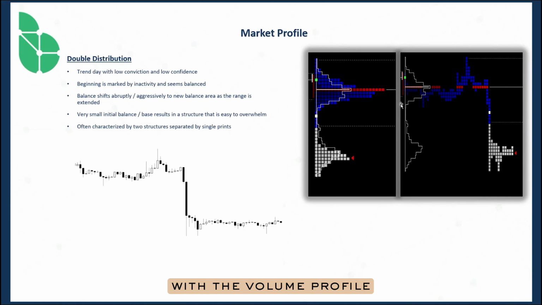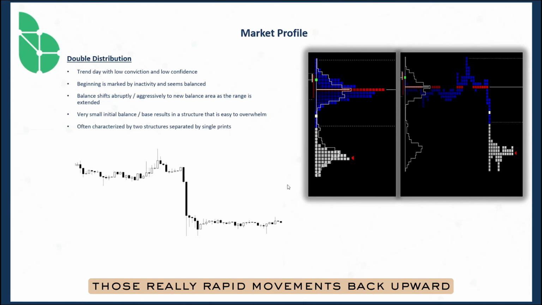That's what we're looking at with the volume profile. That's what we're looking at with the TPO chart. We didn't spend any time there. We didn't really transact any volume there. When we're reaccepted into that area, that's when we could get those really rapid movements back upward. So this is something you really need to pay attention to.